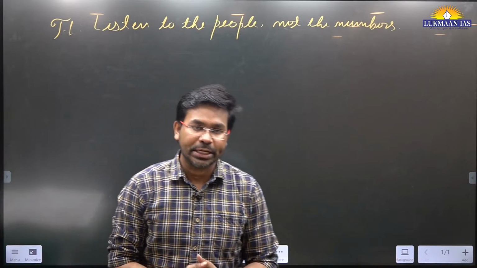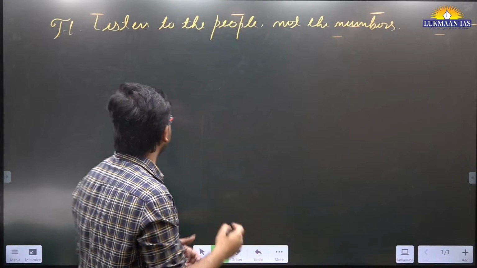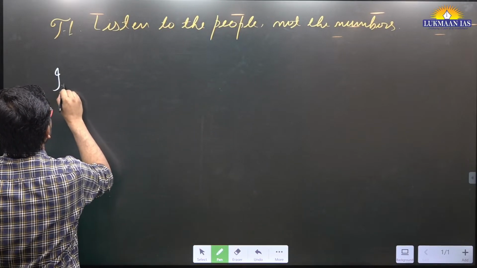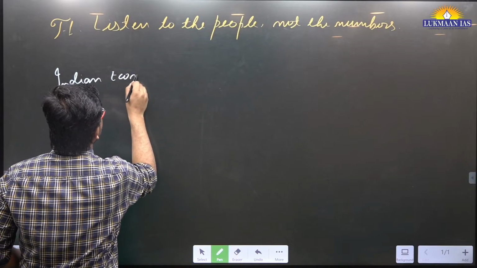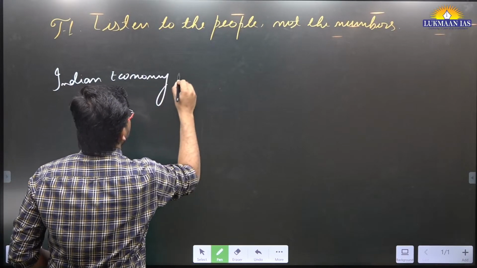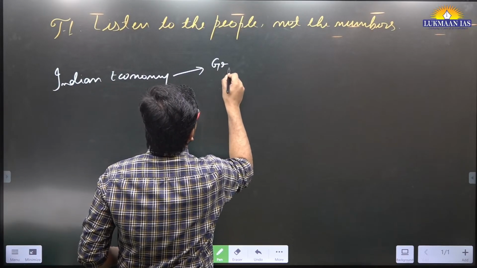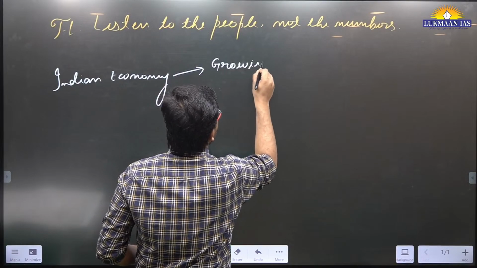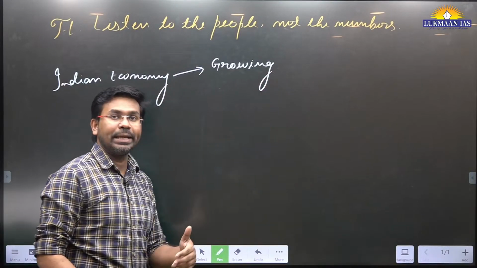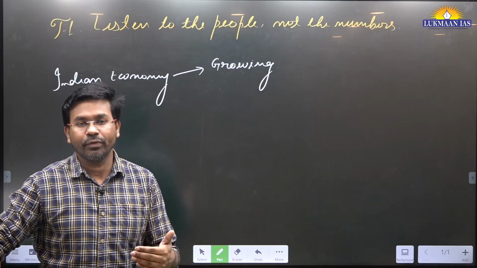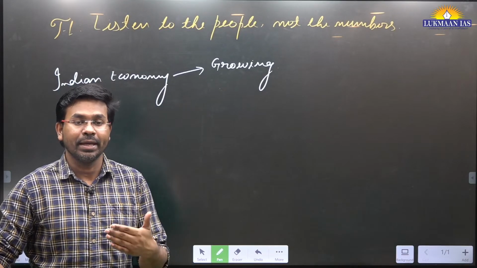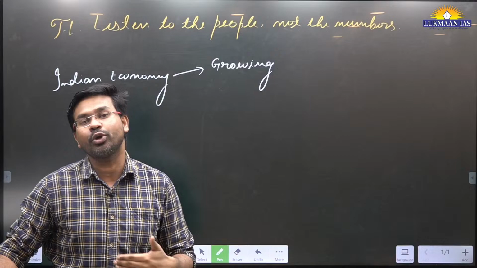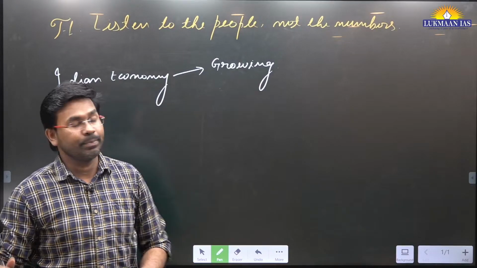When we discuss the Indian economy, it is growing. Indian economy is in a growing phase, so there is no problem with its growth. And the government of India time and again asserts that the Indian economy is growing fastest among the largest economies in the world. But where is the problem?